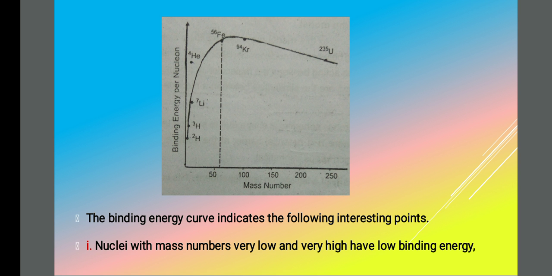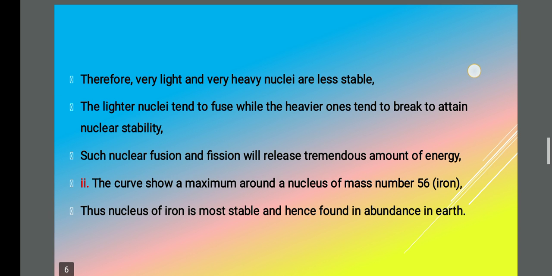Nuclei with mass number very low and very high have low binding energy. Therefore, very light and very heavy nuclei are less stable. I'll repeat: nuclei with mass number very low or very high have low binding energy. Therefore, very light or very heavy nuclei are said to be less stable.